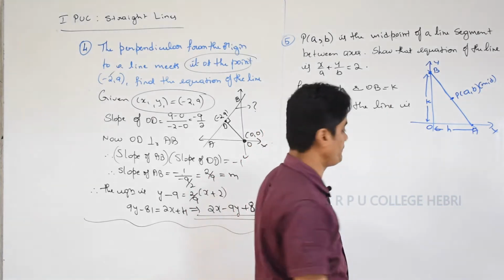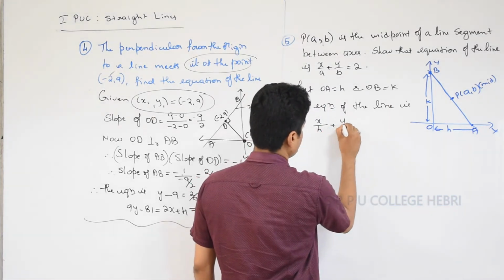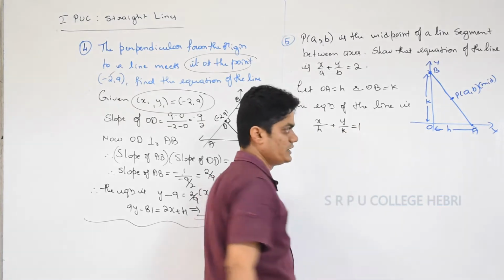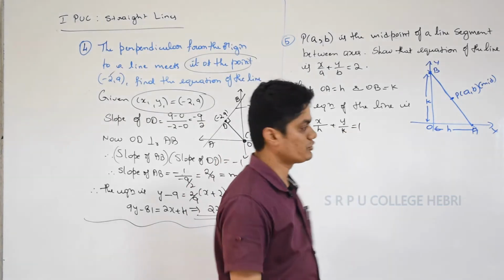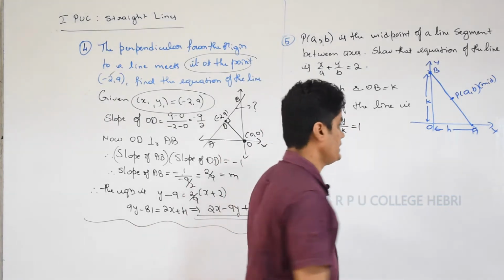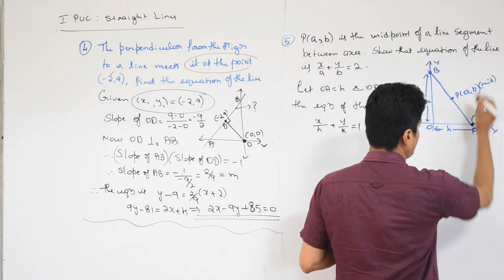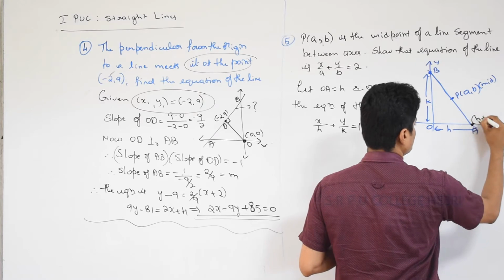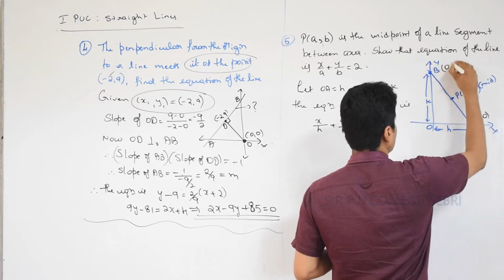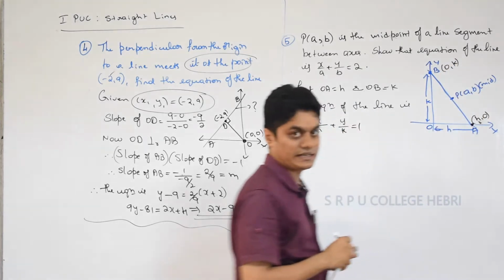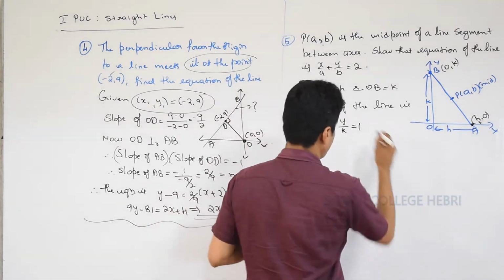Intercept form: x by h plus y by k is equal to 1. So to complete this work, we have to find h comma k. Now if I take this as h, what are the coordinates of the point A? Yes, it is h comma 0, and here it is 0 comma k. Correct? Now let it be 1.